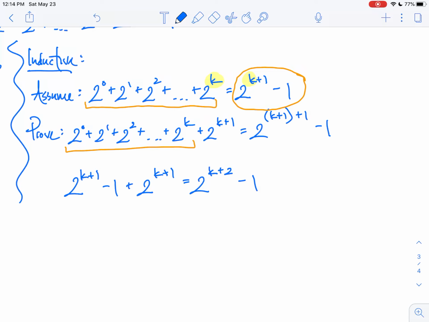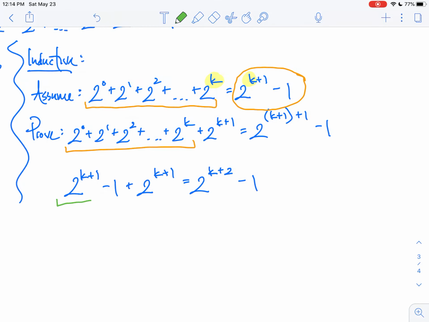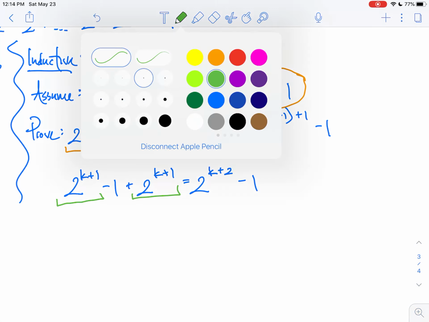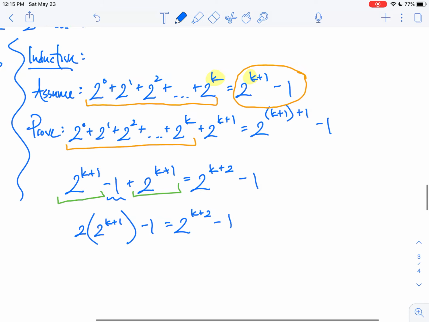So what we're going to do here, the strategy is a little bit different. In the past, with examples 1 and 2, we did a lot of factoring, but in this case, factoring is not necessarily helpful. So we're going to try and group our like terms. I have one 2 to the k plus 1, and then I have a second one. So that gives me 2 times 2 to the k plus 1, because I have 2 of those, and then don't forget about that minus 1. And that is, we hope, equal to 2 to the k plus 2 minus 1.